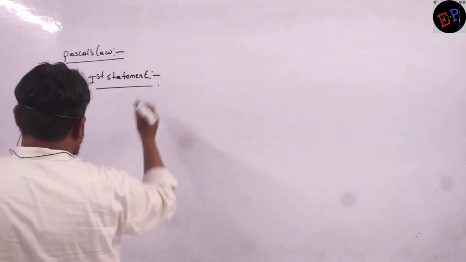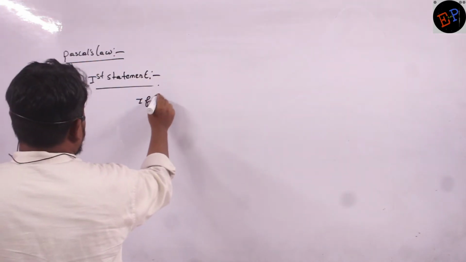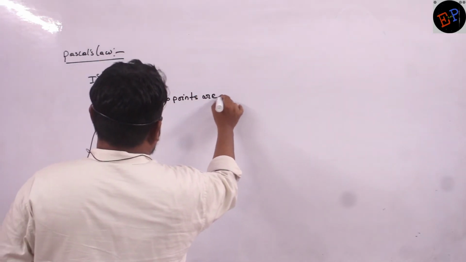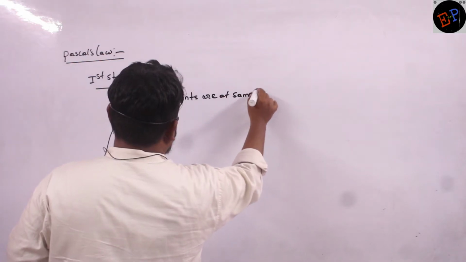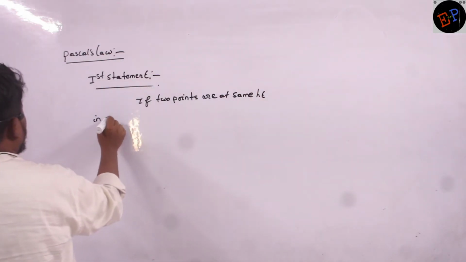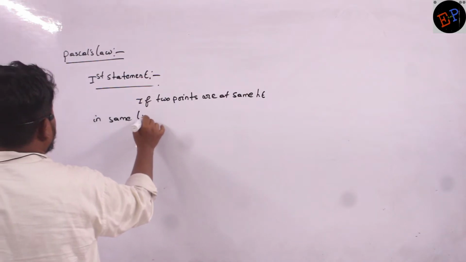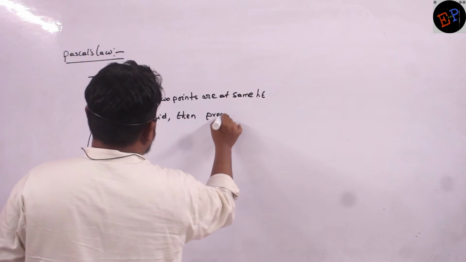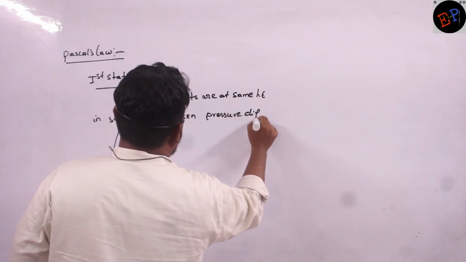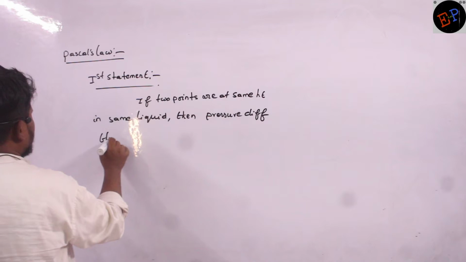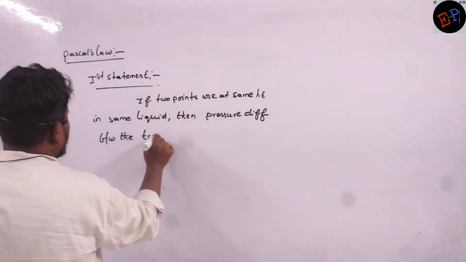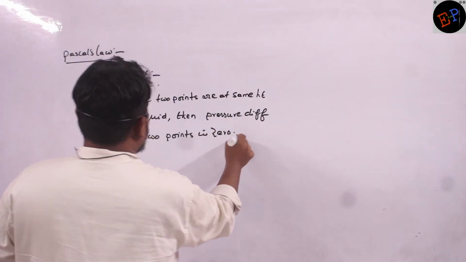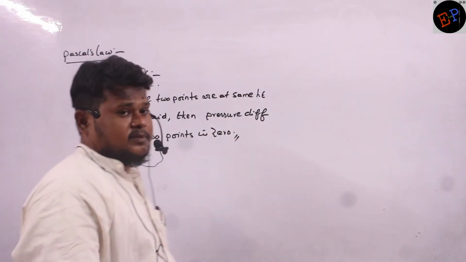The first statement of Pascal's law is: if 2 points are at the same height in the same liquid, then the pressure difference between the 2 points is 0. So this is called the first statement of Pascal's law.